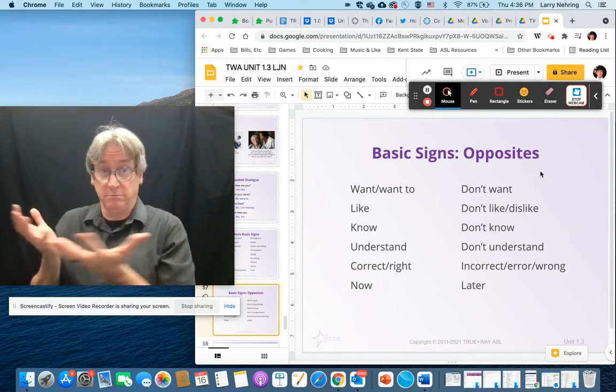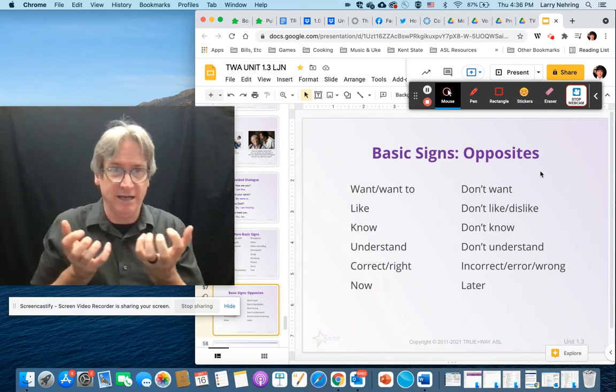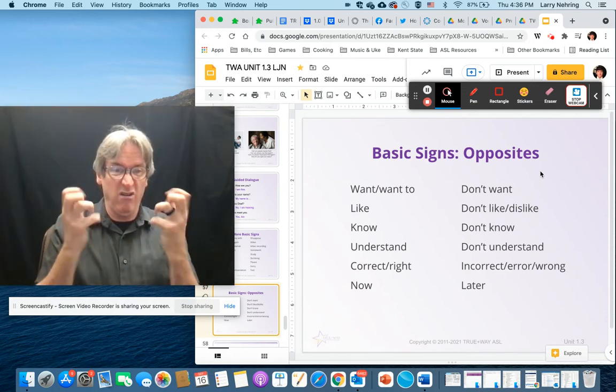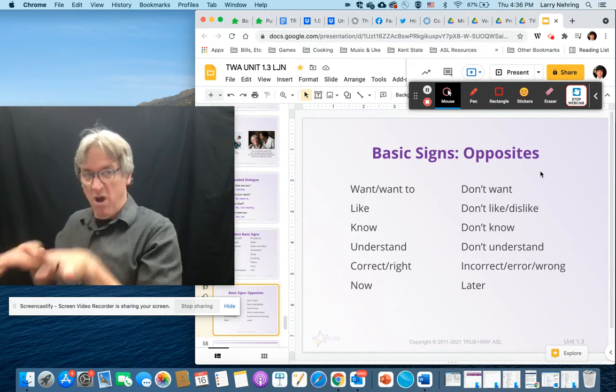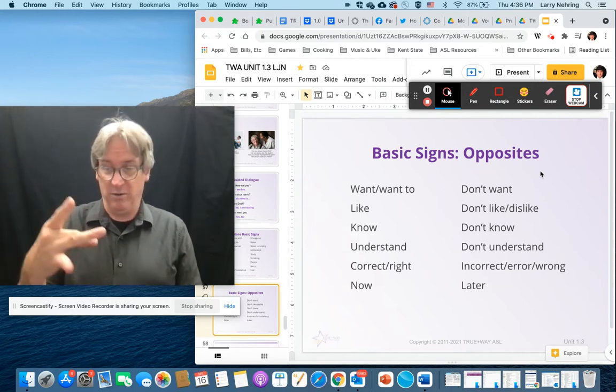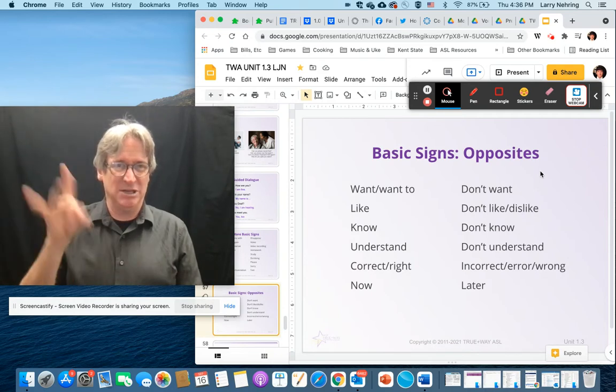So we've got want. Think of a little kid taking whatever they want. Want. And don't want, where you grab it and go, ew, I don't want that. Don't want. Like picking lint off your shirt, right? And then going, ew, don't like. I don't like that.